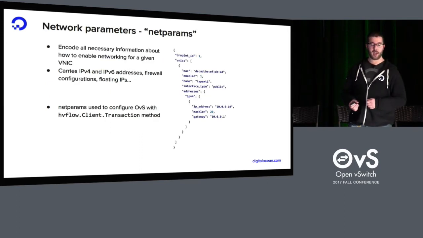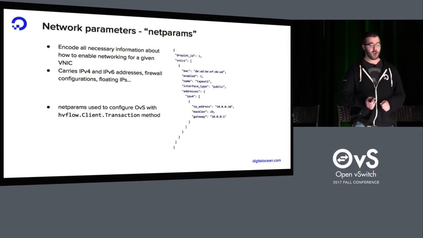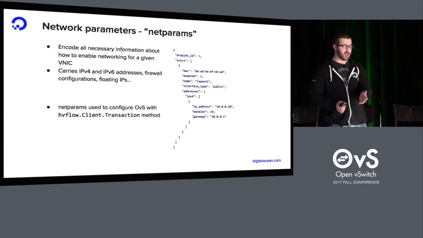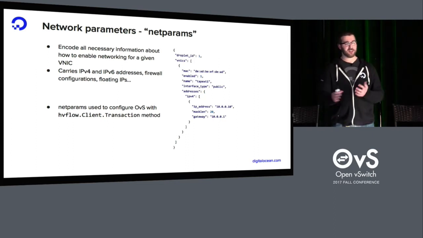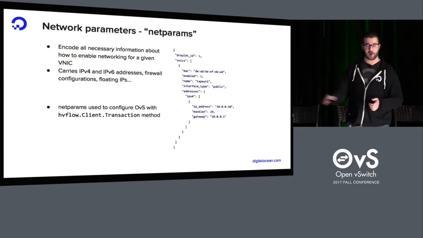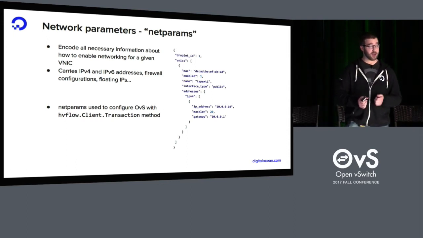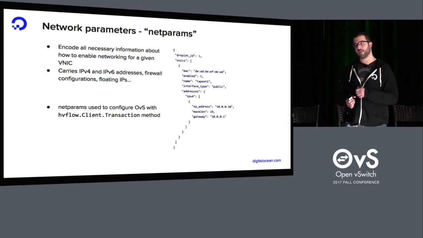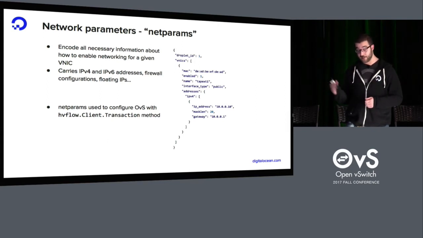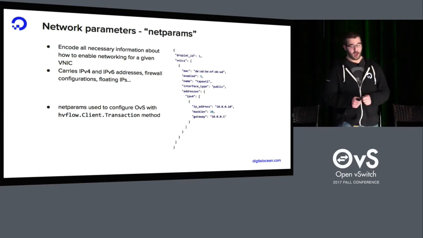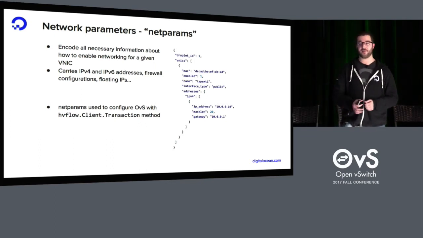So now that we have this client type, if we want to actually manipulate the switch, we have this high-level internal network parameters, or netparams, structure. You'll see a JSON representation of it on the right. And this is some of the data that we store, construct, and pass around in our infrastructure to enable connectivity to various virtual machines. So these encode all the data we need to enable networking for a VNIC. And in our case, these carry things like IPv4, IPv6 addresses, firewall configurations, floating IPs, and various other data. Finally, we use this netparams structure to configure OVS with our client's transaction method.